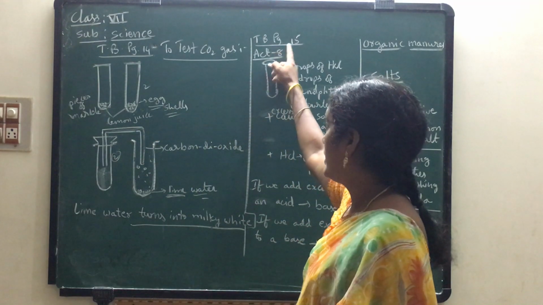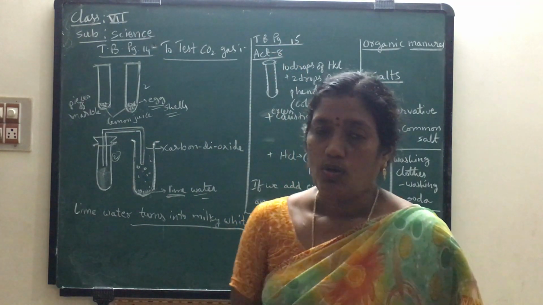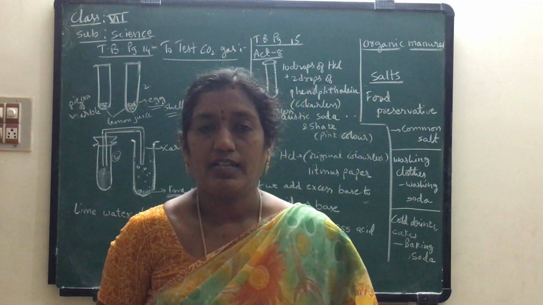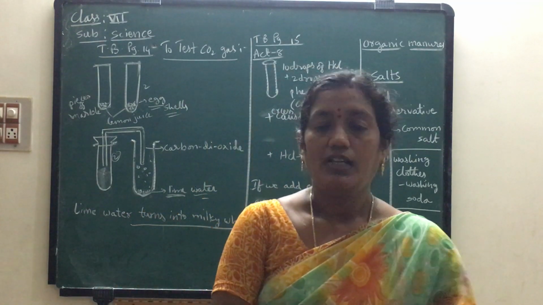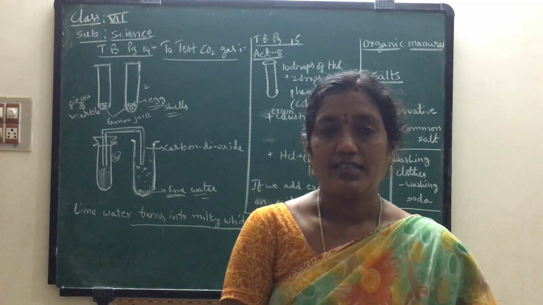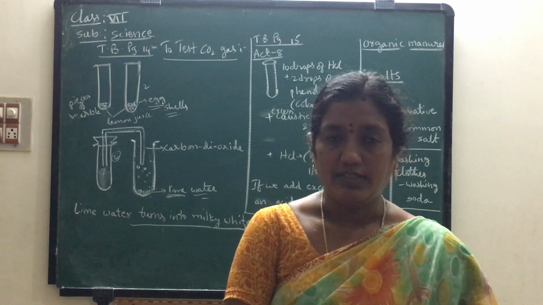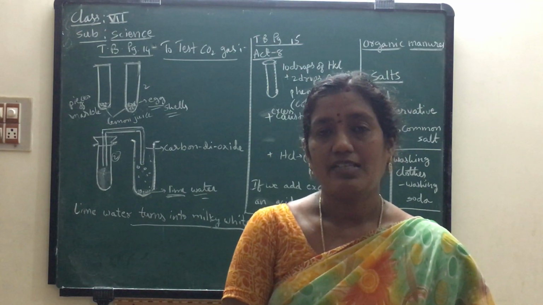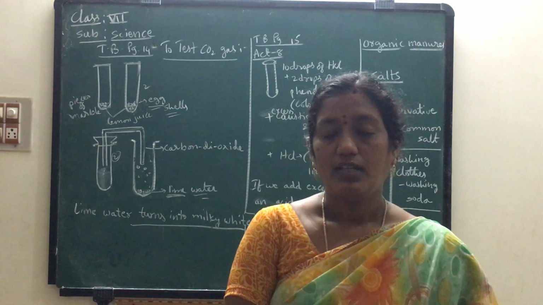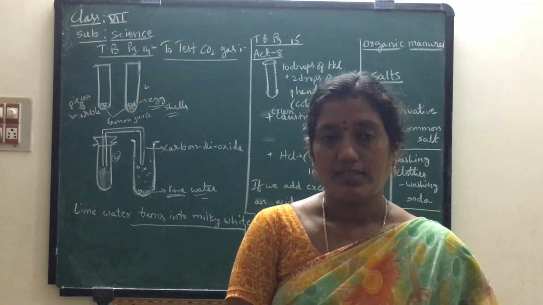Next, textbook page number 15, children, activity 8. How can we get an acid by taking an acid, and how do we get a base? If you add excess acid to a base, then we will get an acid. Suppose you take an excess amount of base and add it to an acid, then we will get a basic substance.